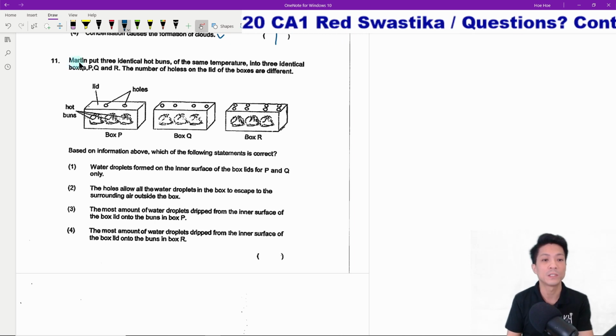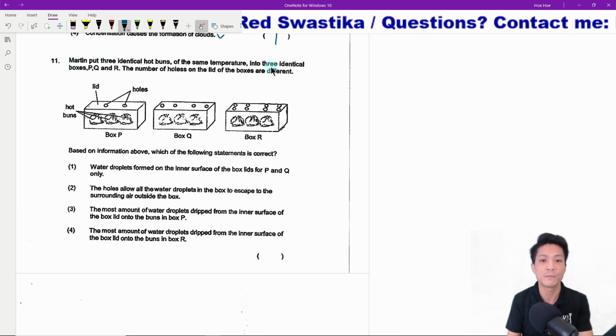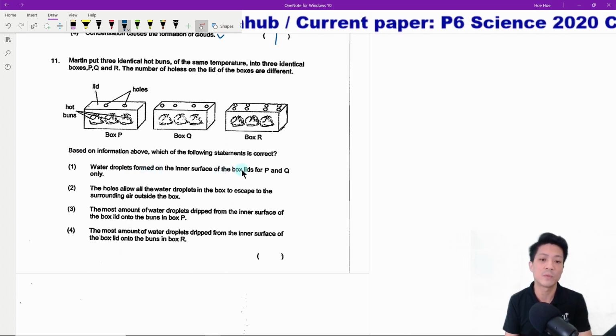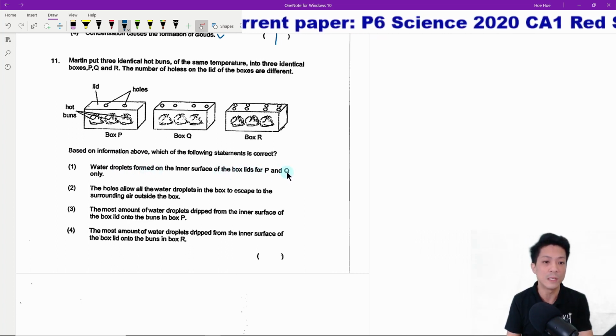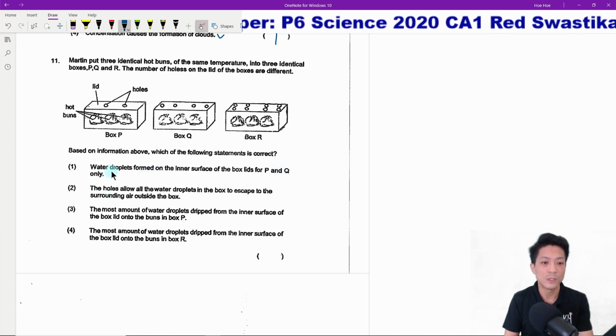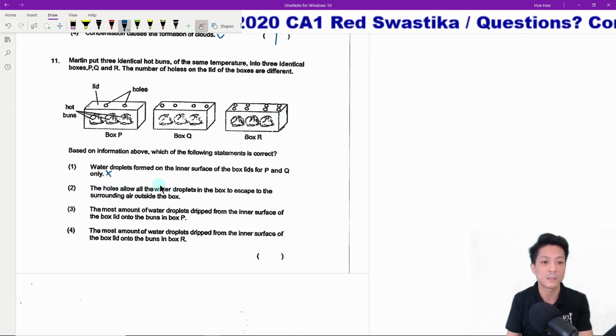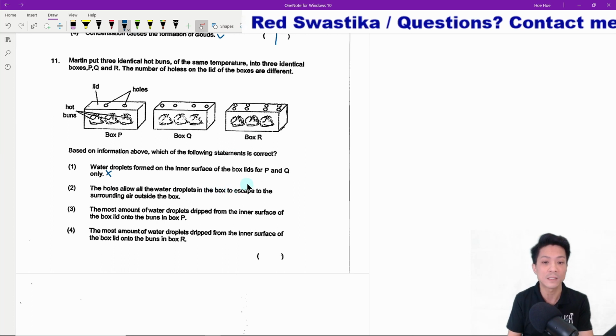Question 11. Martin put 3 identical hot buns of the same temperature into 3 identical boxes, P, Q, and R. The number of holes on the lid of the boxes are different. So box P will have 2 holes, box Q will have 4, and box R will have 8. Based on the information above, which of the following statements is correct? Water droplets formed on the inner surface of the box lids for P and Q only. I don't think so, because box R will also, like the inner surface will definitely have some water droplets. The holes allow all the water droplets in the box to escape into the surroundings.